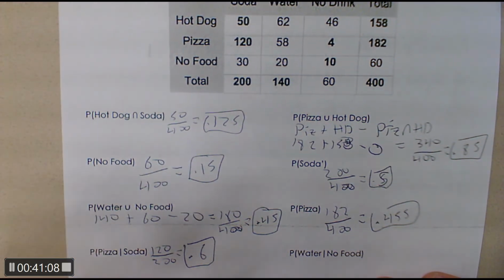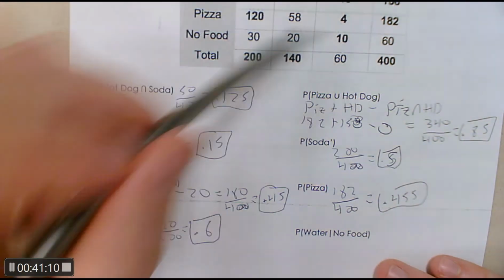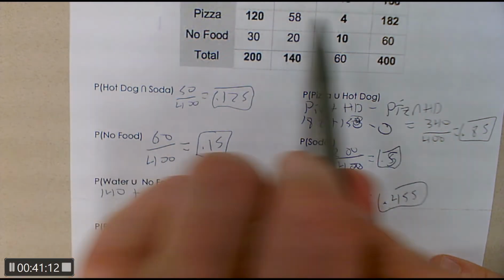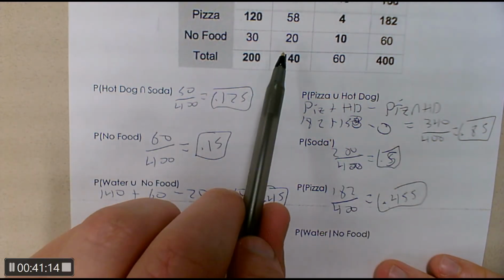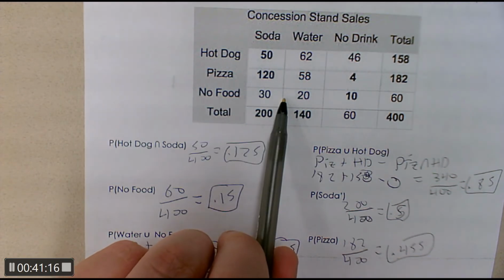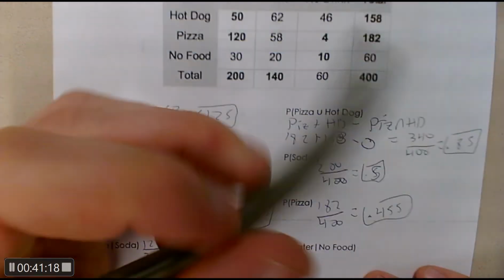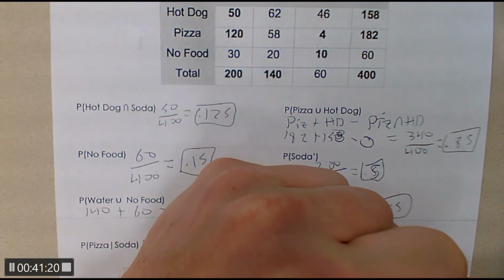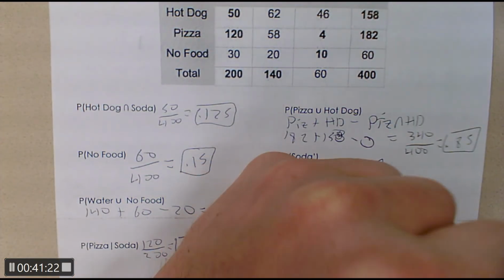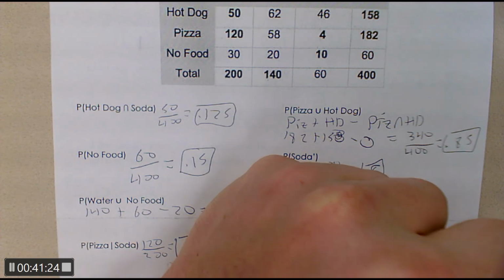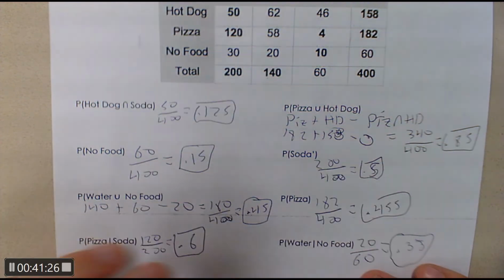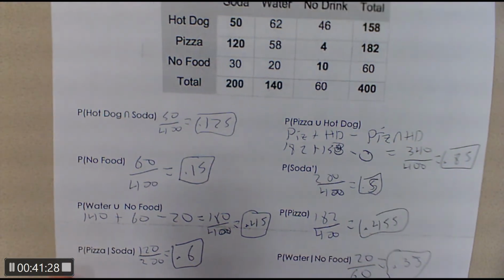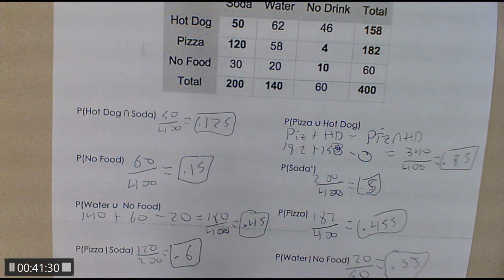Then water given no food. Okay, so look at my no food people. Of the no food people, 20 requested water. So 20 out of my 60 no food gives us 0.33 repeating. And that is our answer, and that is the worksheet.